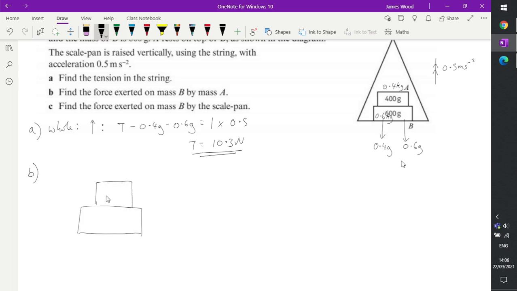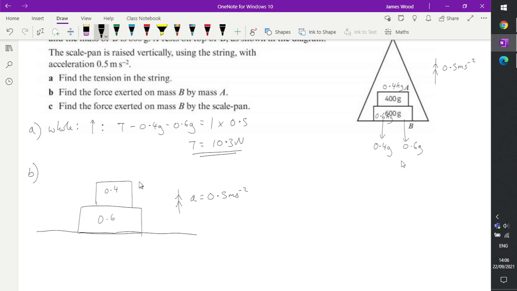Okay. So this one's 0.4, this one's 0.6, and we know the whole thing, so both boxes stacked on top of each other, are accelerating upwards at 0.5 meters per second squared. And then we've also got the floor of the lift here as well. Now, an important thing to understand here is there is a reaction force between the two boxes.